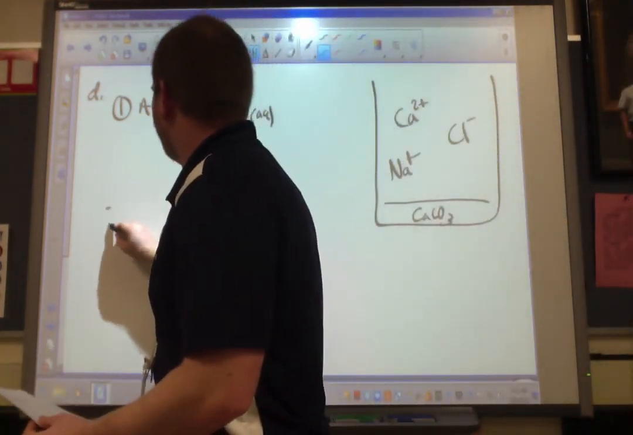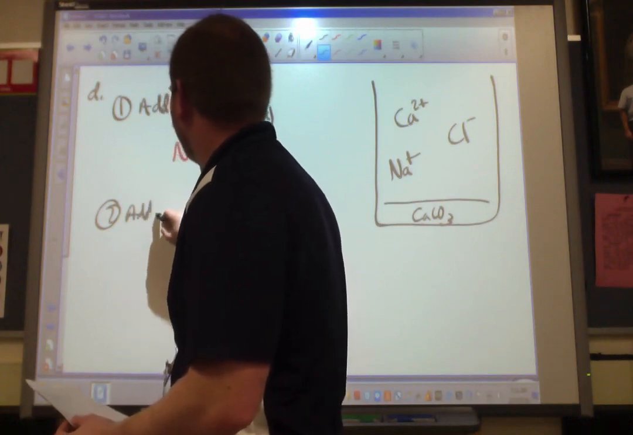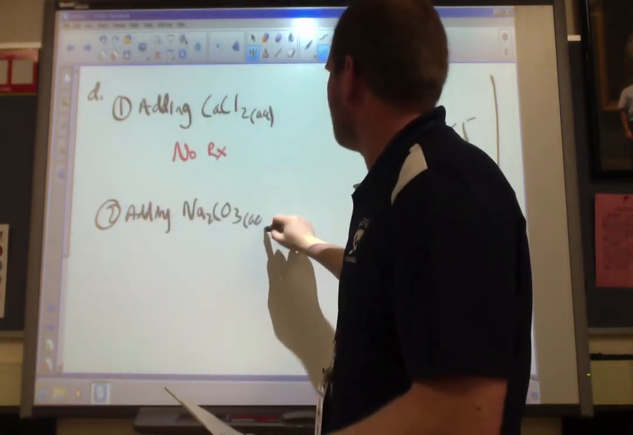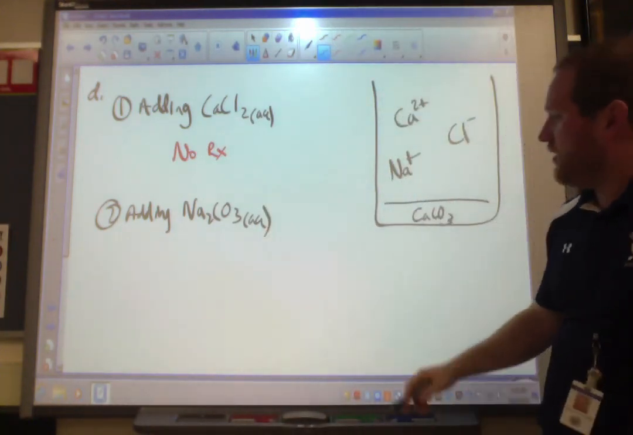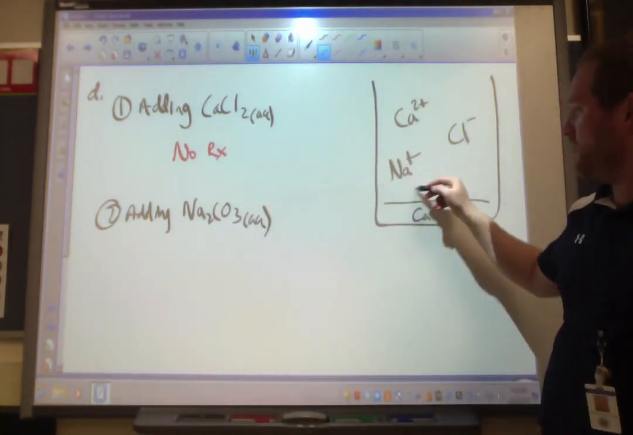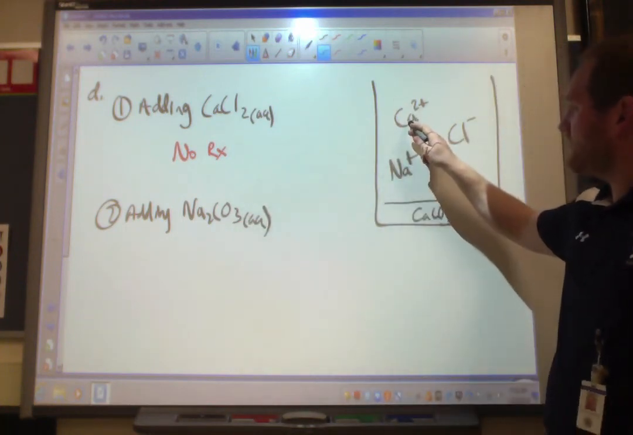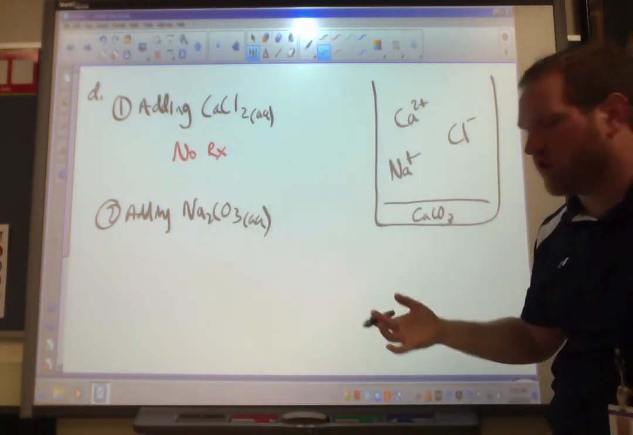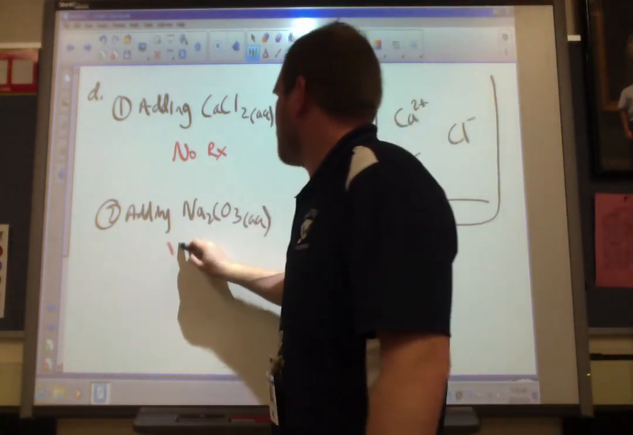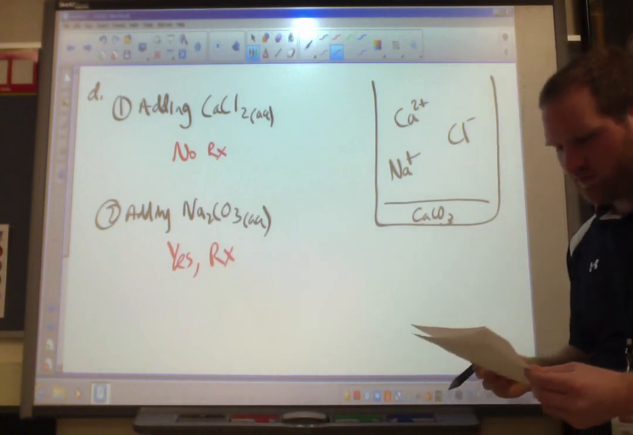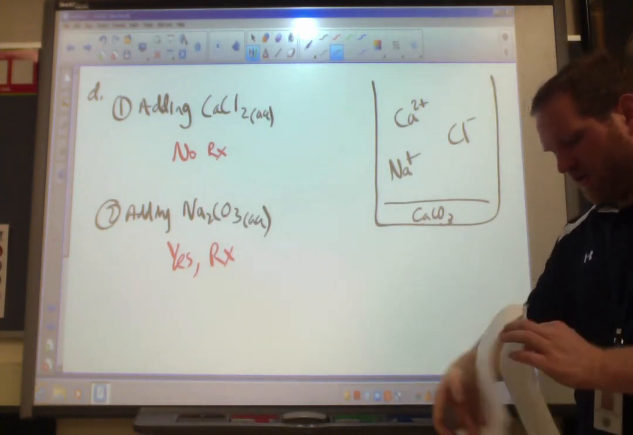Supernatant test number 2. Adding Na2CO3 aqueous. Well, now the Na is going to have no effect because we already have Na, but the carbonate is going to find the calcium and it's going to form calcium carbonate or chalk. So yes, we will see a reaction. And that's it. Okay.